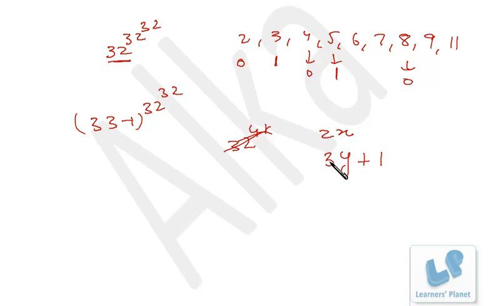Here y is the quotient, and 3 is the divisor. So the number is actually 3y plus 1. This number is in 2x format and 3y plus 1 format. Do not get confused between x and y. This is a different quotient and this is a different quotient, right? So the number is 2x and this is 3y plus 1.